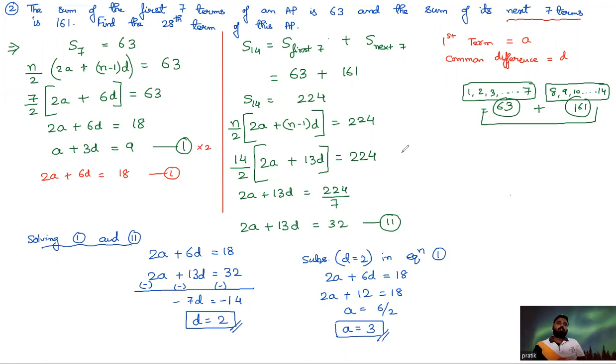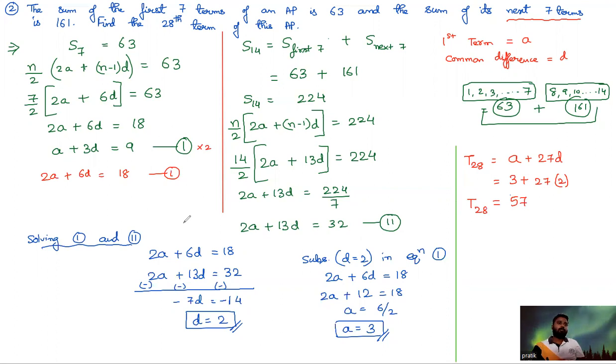Did they ask anything else? Yes. They have asked you to find the value of the 28th term. So T of 28, when I'm trying to find it, is nothing but a plus 27d. Not the sum, right? It's just the 28th term. So a is 3 plus 27 into 2. 27 into 2 is 54. 54 plus 3 is 57. So this is your T of 28, which was question 2. This is your final answer.